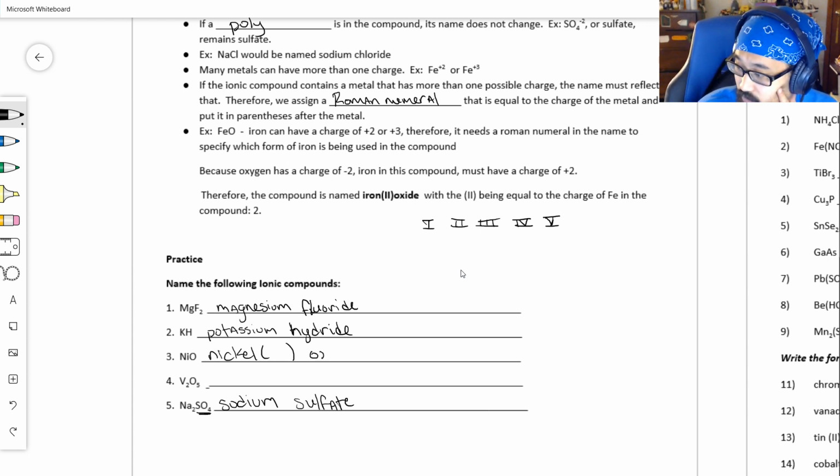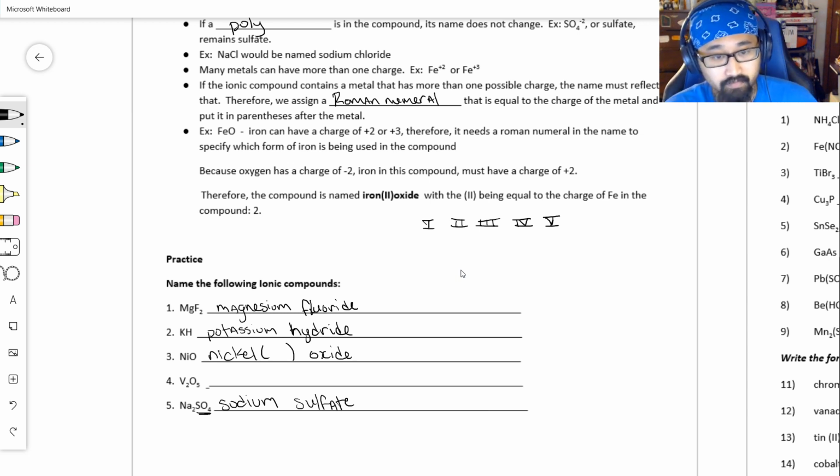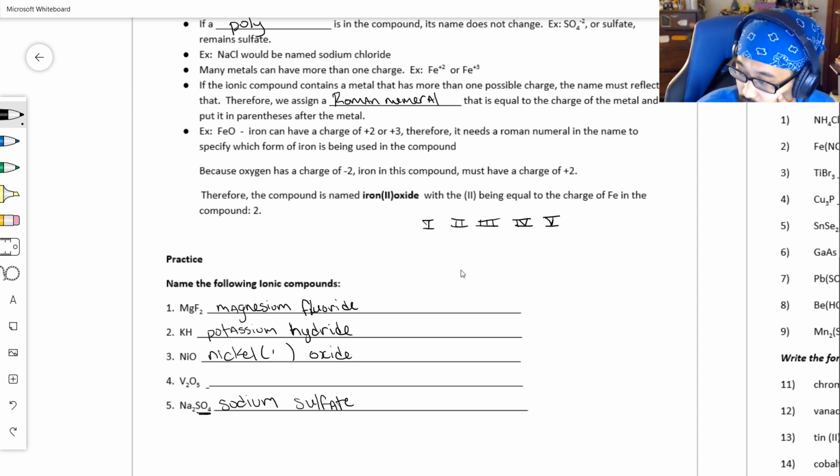Oxygen is one of those funny ones. It's going to turn into oxide. Now, I need to figure out, is the nickel a +2 or is the nickel a +3? Well, hopefully you remember from earlier that oxygen is always -2. And in order to balance that out, this nickel must be +2. Because the nickel has a charge of +2, that is literally the charge. So the number that I'm going to put in the parentheses down there is the actual charge of the nickel, which in this case is +2. So it's going to be a Roman numeral 2.